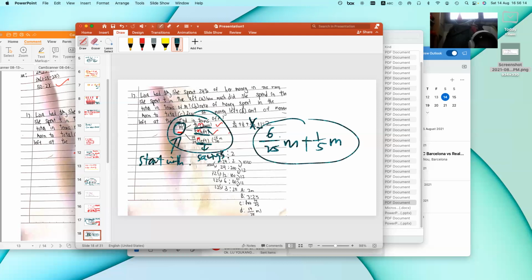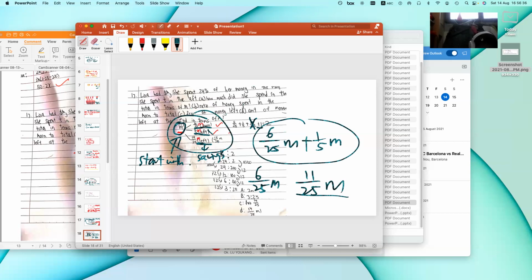Then you just find out this. So you are going to get what? You're going to get 11/25 M. Why do you need an M here? Because the question got the M. Correct. And then they say the ratio of money spent in the morning. Morning is 6/25 M. Why do you need an M here? Because the question starts with M.